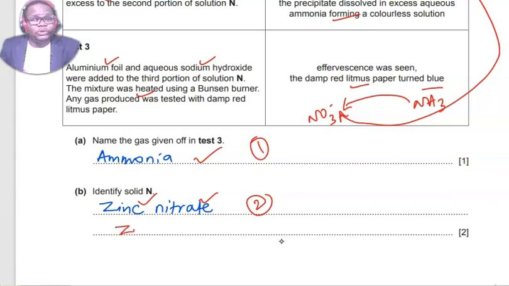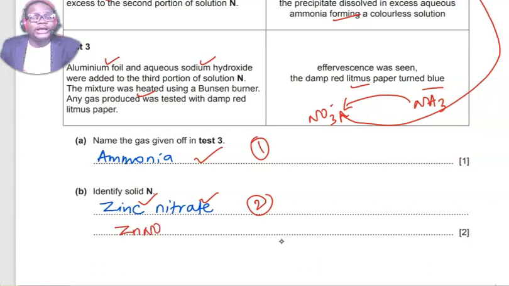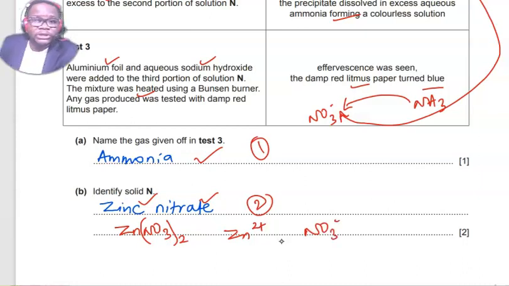If you are writing formula, make sure that you get your formula correctly. Very important. Or if you are writing that you have ions there, make sure you get the ions correctly. These are the ions that are present, the cations and anions.